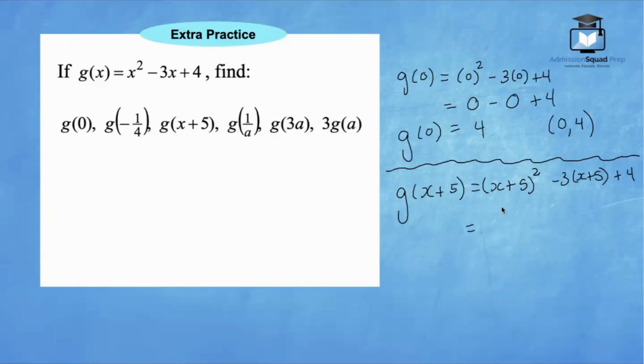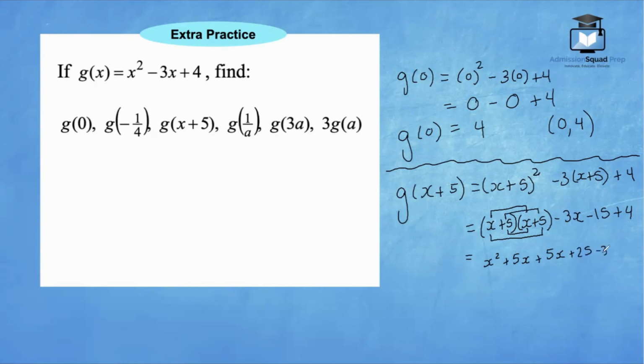When we square x plus 5, we know that that is simply multiplying the binomial x plus 5 by itself. We can also distribute -3, so we now have minus 3x and minus 15, and we're going to go ahead and add 4. Now we can apply the FOIL method. That is first, which is x times x, which is x squared, outer, which is x times 5, or 5x, inner, which is 5 times x, which is another 5x, and last, 5 times 5 is 25.